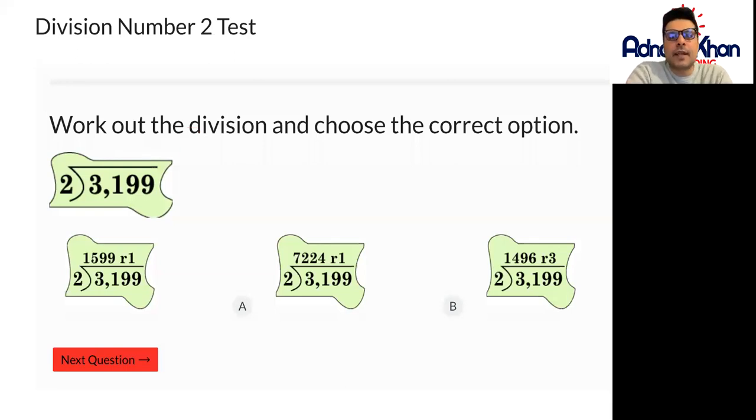So how many times can 2 divide into 3? So 2 goes into 3 once. So let's just put 1 there, and remainder 1. So we'll put the 1 next to another 1, which gives us 11. So how many times can 2 divide into 11? So 2 times 5 is 10. So we just put 5 there, and remainder 1.